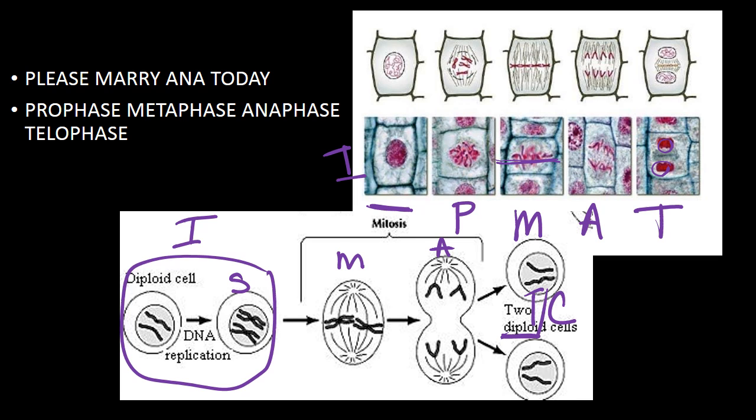If you don't remember what the word diploid means, two copies of each chromosome. In other words, homologous pairs. So notice right here, I've got two chromosomes that are the same length. Two chromosomes that are the same length, those are diploid.